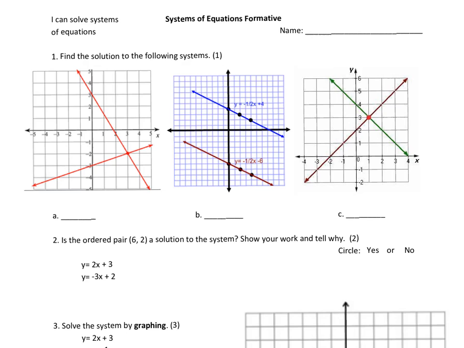Hey everyone, I want to help you correct your formative by showing you and going over the answers, and how to find the answers.